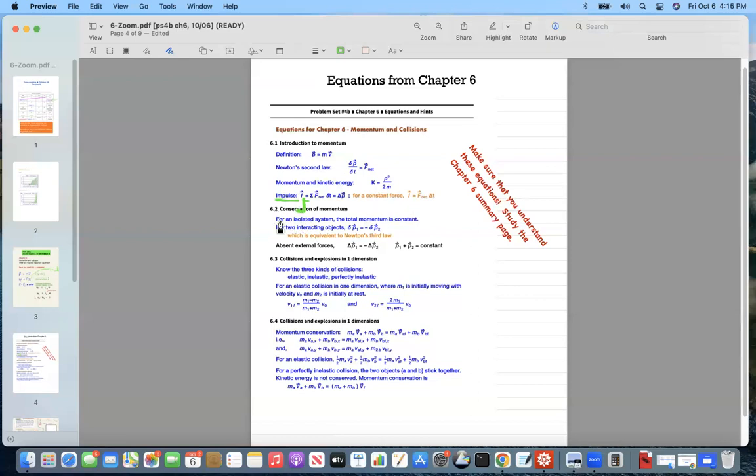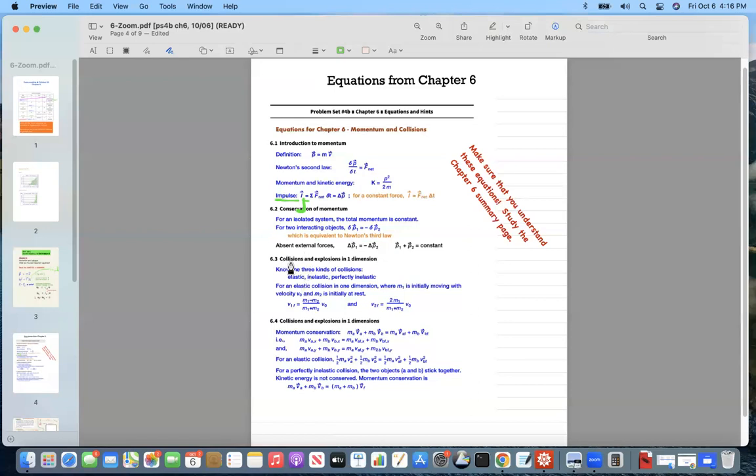Section 2 is about the conservation law for an isolated system. The change of one object is equal but opposite to the change of the other object. That's equivalent to Newton's third law, and that says the total momentum is constant.